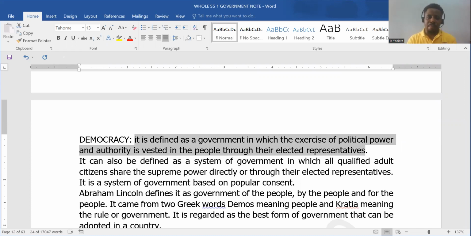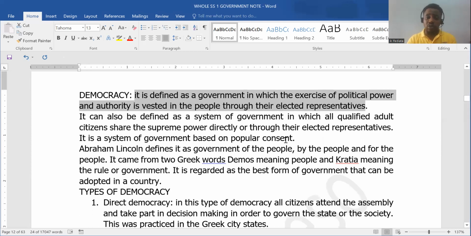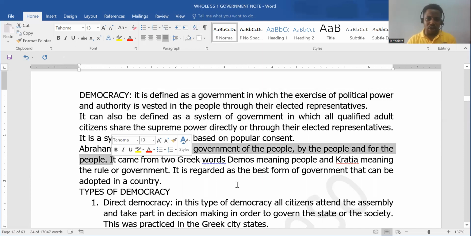The point here is that democracy is the people-oriented government. Very simple. It can also be defined as a system of government in which all qualified adults and citizens share supreme power directly or through their elected representatives. So you see, it's talking about people actively participating in government. That's what democracy is all about. But Abraham Lincoln's definition is my sweetest, right? Government of the people, by the people, and for the people.